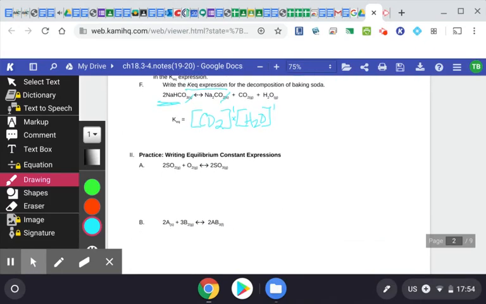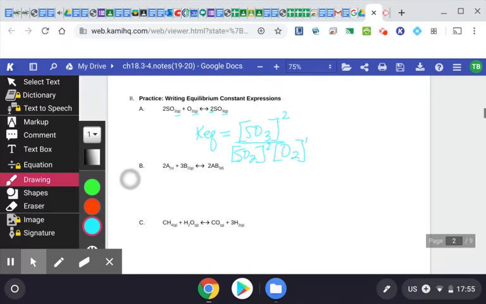All right, looking at some more practice, we're starting with problem A here. These 3 substances are gases, so they will all be included in our equilibrium expression. We start by writing our product, which is sulfur trioxide, and that is to the second power since it has a coefficient of 2. Divided by our reactants. So we have sulfur dioxide there, and that is to the second power because it has a coefficient of 2. And oxygen gas, and that is to the power of 1 because it has a coefficient of 1.